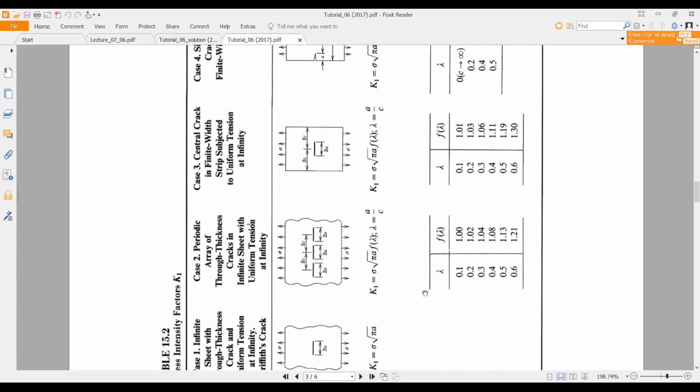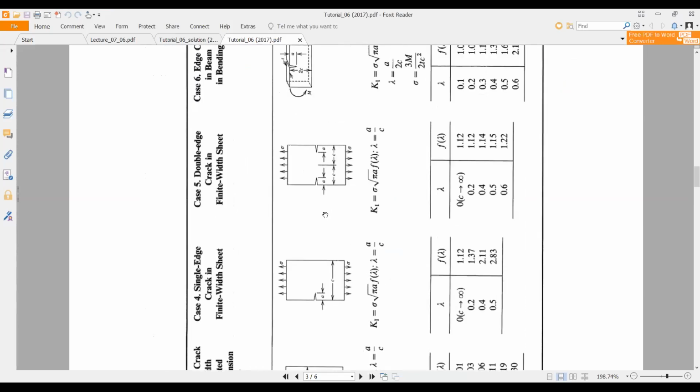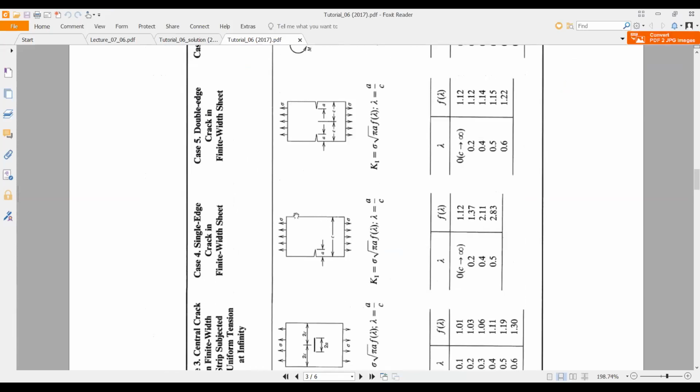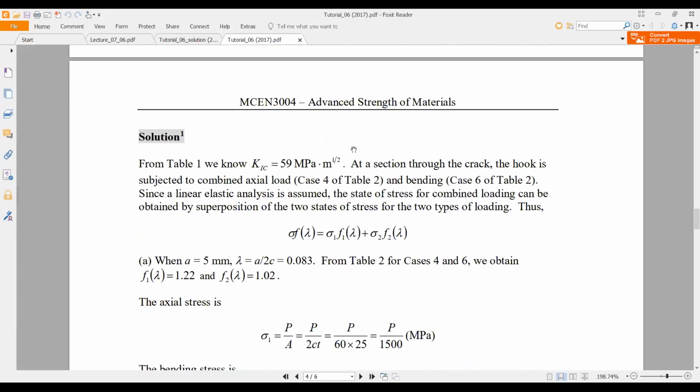So it is the surface crack, not the center crack. Yeah, this kind of crack. So you need to consider this diagram, case 4. I can't rotate this one, but case 4. So you can find the KI value using this equation, F lambda. They mention lambda here, this ratio is lambda. So you can find F lambda using this table, and due to bending, you can find it using this equation, case 6. So you need to consider case 4 and case 6. Let's see how we can deal with these equations.